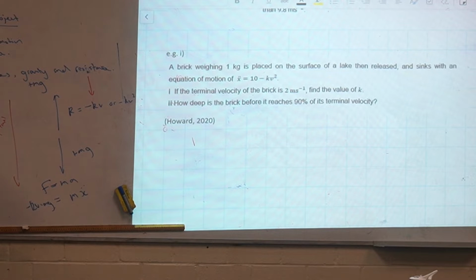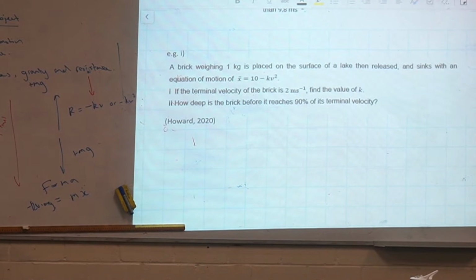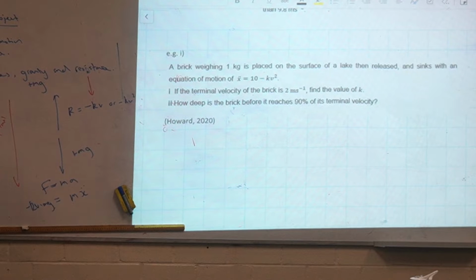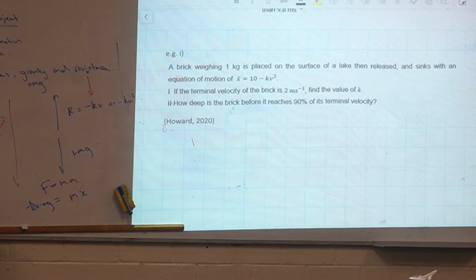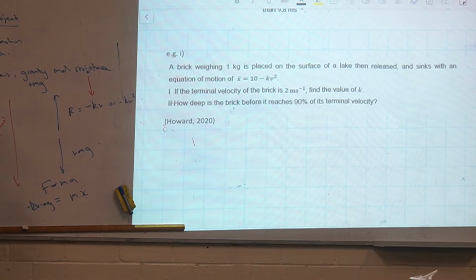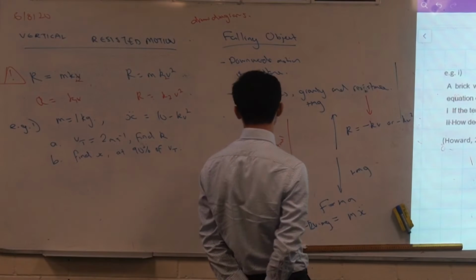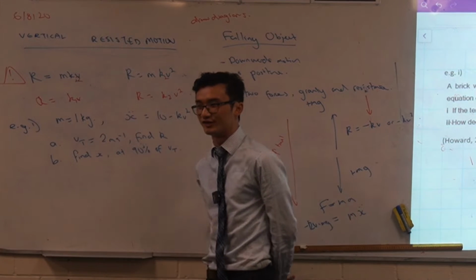Equation of motion, x double dot is equal to 10 minus kv squared. Cool, and we're told that the terminal velocity is 2 meters per second. Find k. And part B, how deep does it reach until we get 90%? Find x, I suppose, at 90% of v sub t. So also initially, I guess you can say at x equals 0, v is equal to 0.